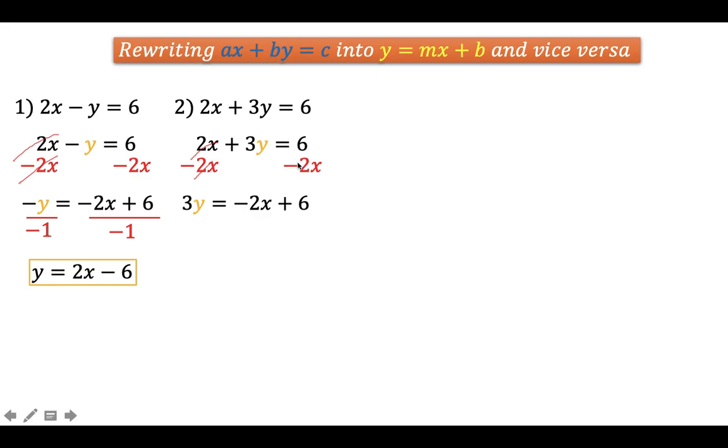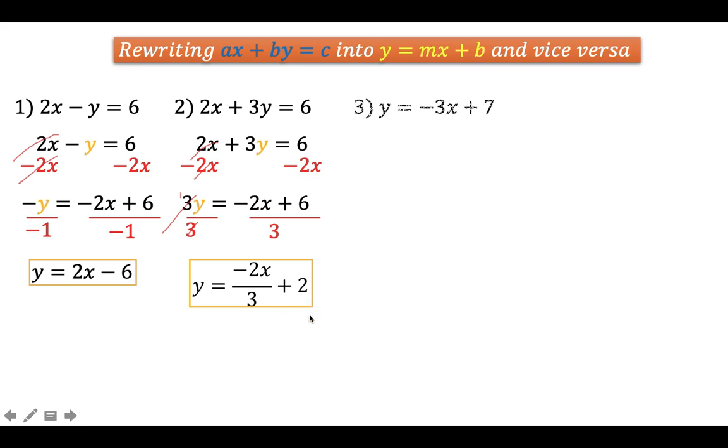Then on the other side, write down negative 2x, then write down plus 6, then divide both sides by 3, so that y will be totally left on this side. So 3 divided by 3 is 1, 1 times y is y. Then simplify negative 2x divided by 3, and 6 divided by 3 is positive 2, and this will be our answer.